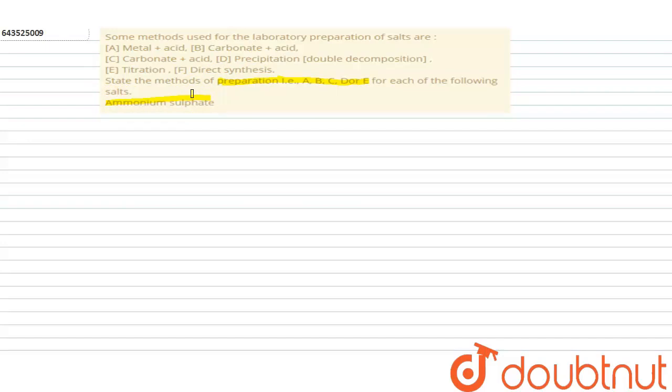Ammonium sulphate. Okay, so let's find the answer for this. The method used for laboratory preparation of salts for ammonium sulphate is done by titration. Okay.